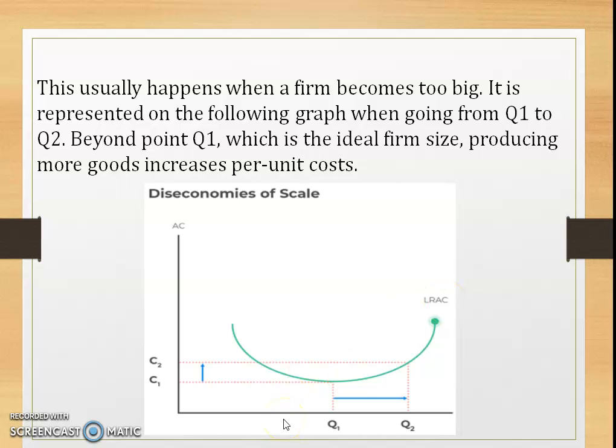So initially, when it was a small scale of production, that means before the business grew big, the initial quantity produced in the firm was Q1. At that particular time, the cost per unit was C1. When the business grows, that means it's a large scale of production. When the firm produces more and more of the products, the quantity increases from Q1 to Q2. At the same time, look here, the cost per unit also increases.